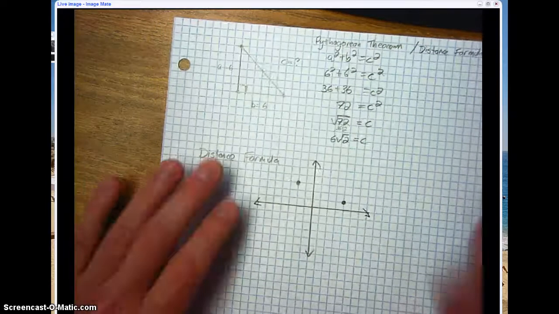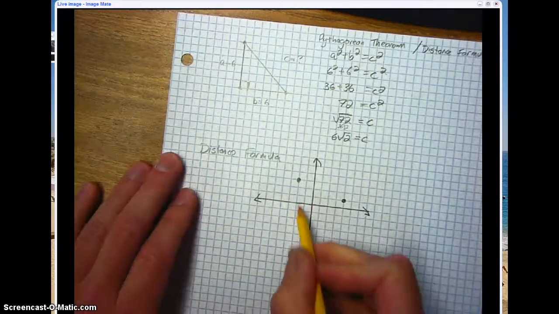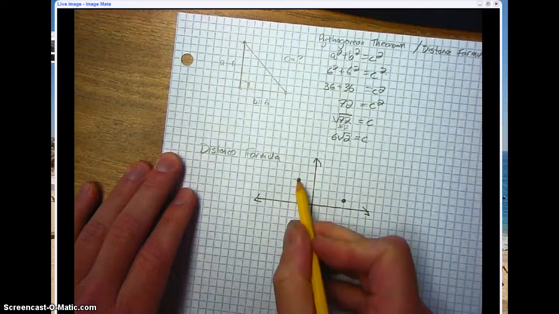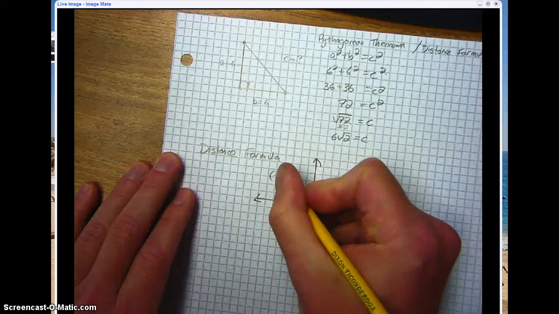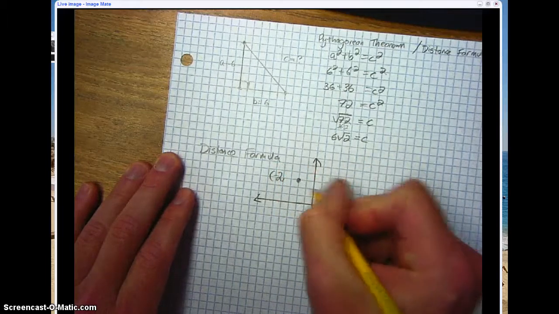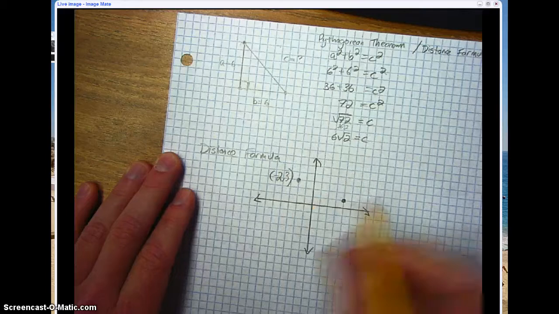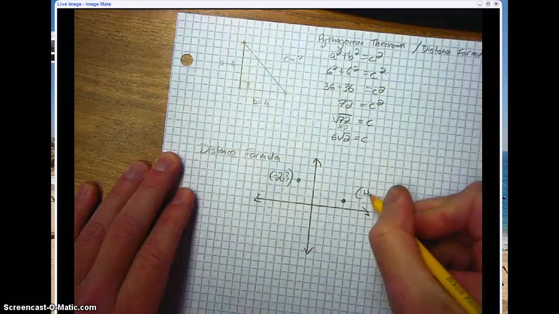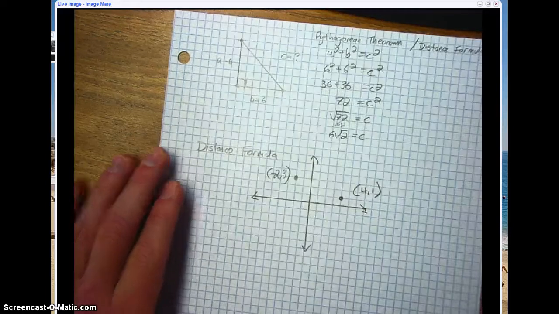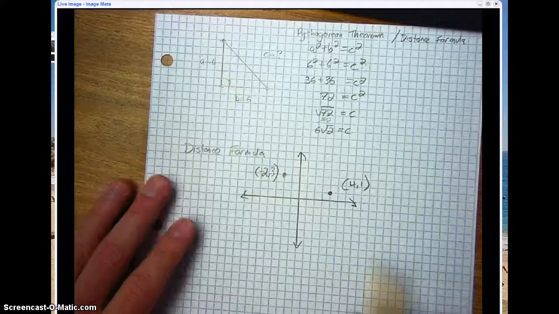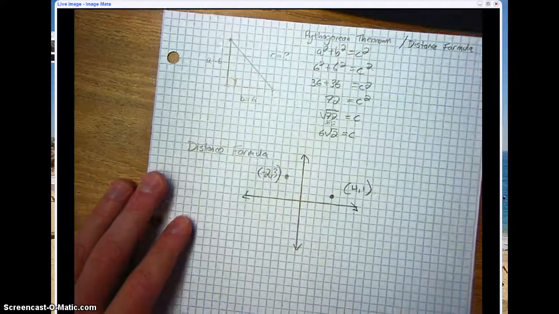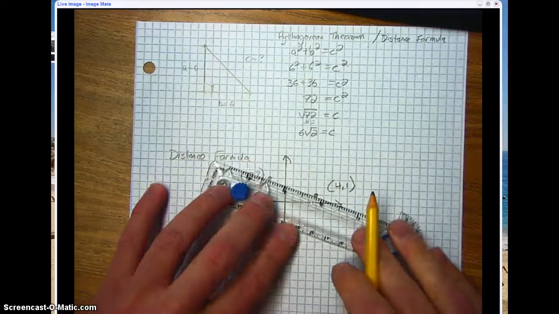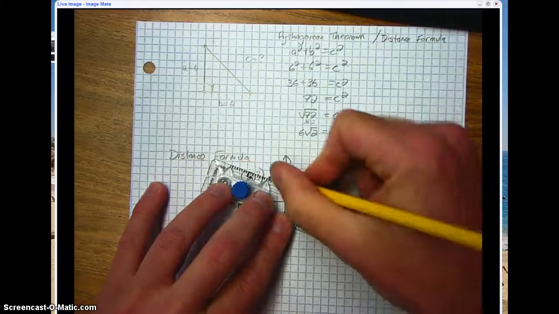Now, these ordered pairs have coordinates. So this is -2, 3. So I'll write that, -2, comma, positive 3, left 2, up 3. The name of this point is 1, 2, 3, 4, 1, positive 4, 1. Now what you have is basically a line that I could connect these two with, and I want to know the distance between these 2 points.